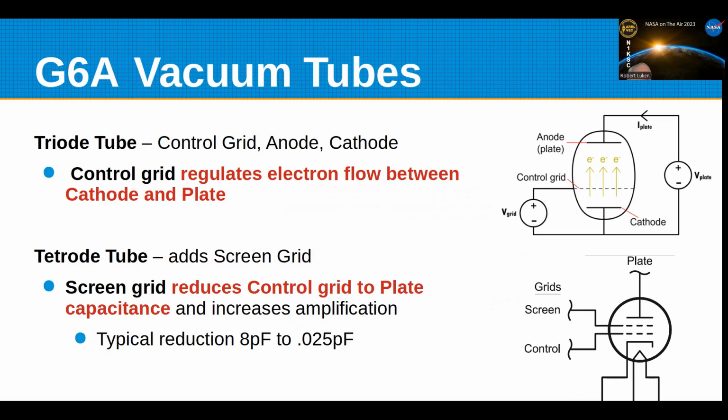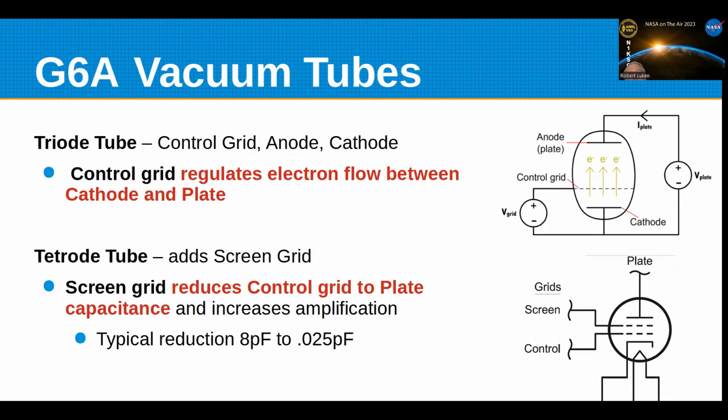he added a control element, a third element, which we call a control grid. And that allowed you to control the current flow between the cathode and the plate, the anode. It's like a field effect transistor. You apply a voltage to that control element to control the current.